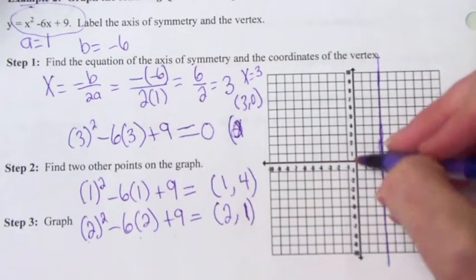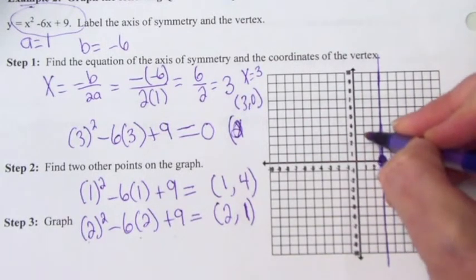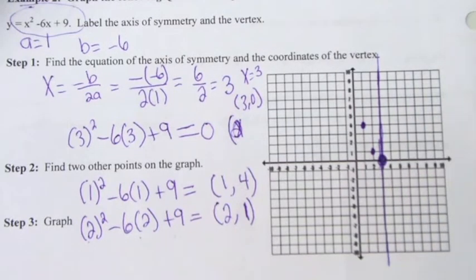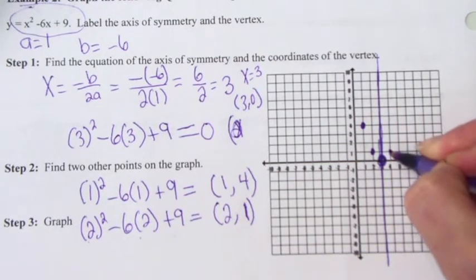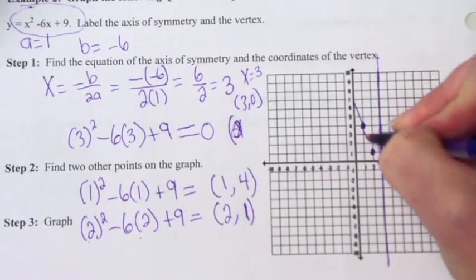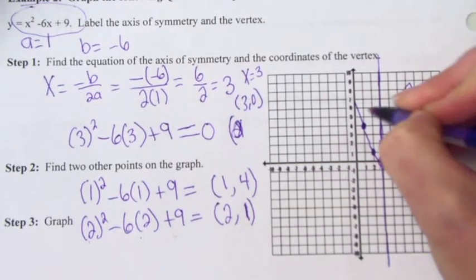So put those points on your graph. 1, 4, 2, 1. And there's half your parabola. And then mirror it. Draw in the other half. And there is your parabola. That's a pretty small thing.